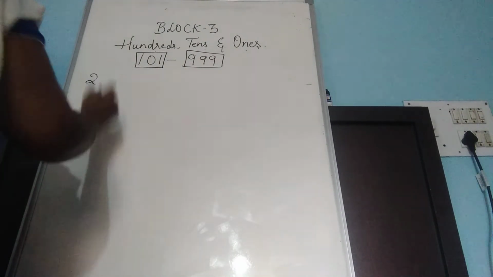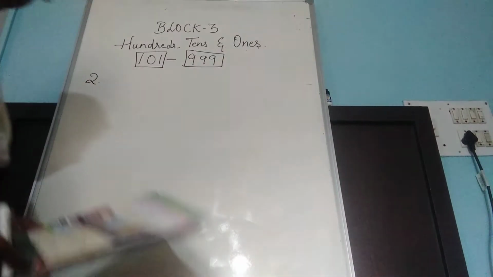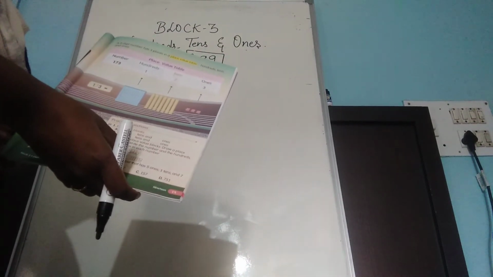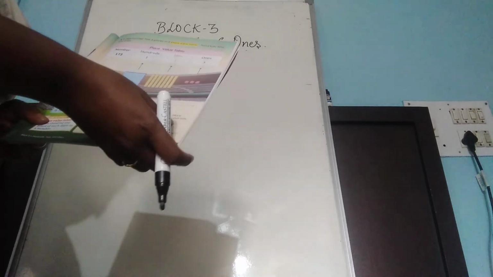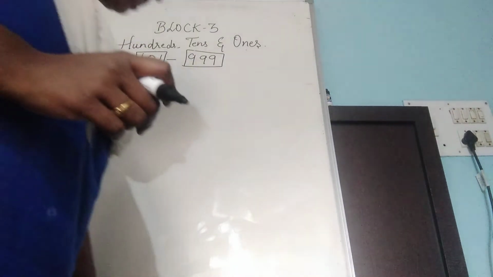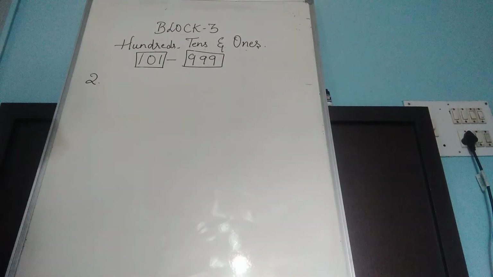I will read the question for you. Look at the place value blocks. Draw a place value table. Write the number and the hundreds, tens and ones in each number. They have given you the representation, so seeing the representation, you should find out what number this is.